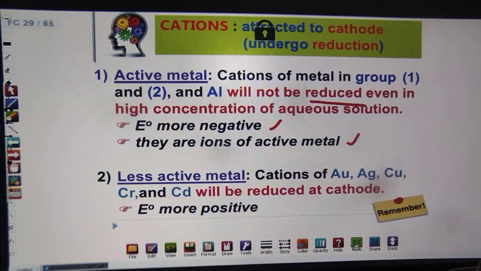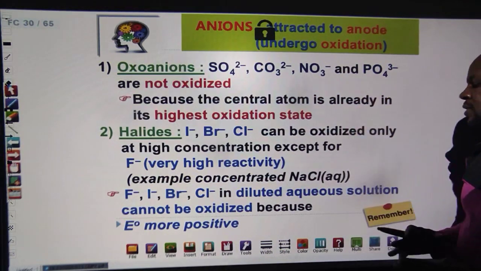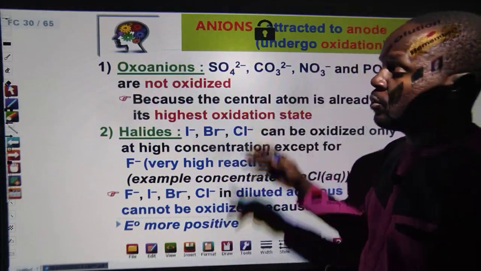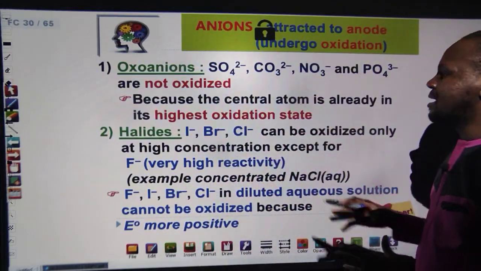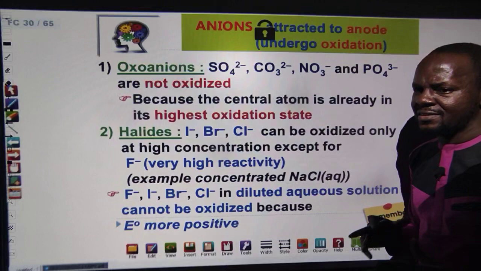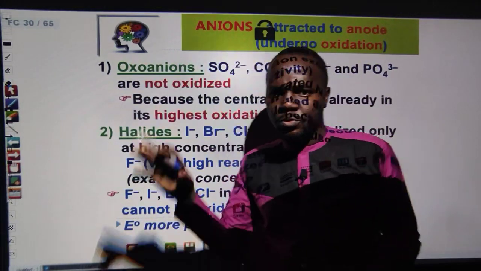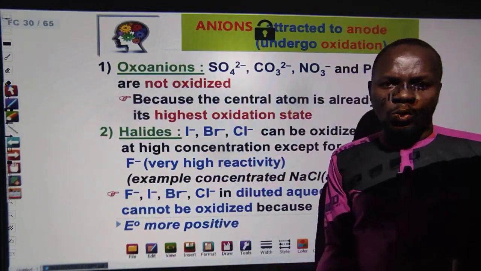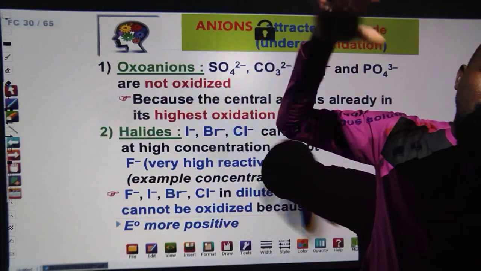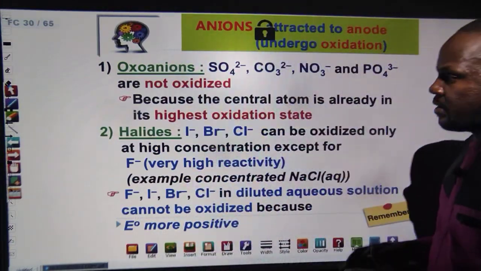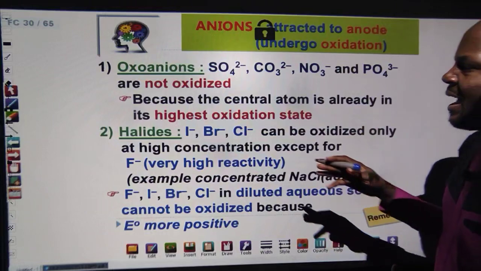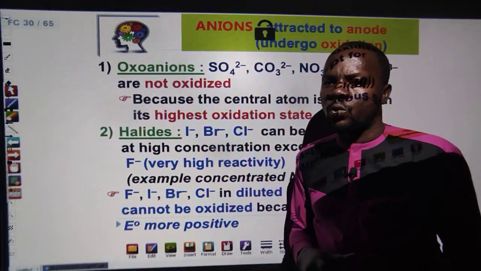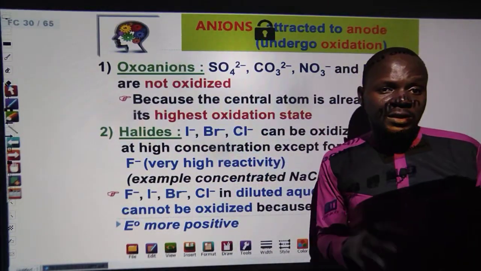Next, please, I will soon finish. Now, another important note you need to keep in mind is that when we have oxo anions that contain oxygens, SO4, CO3, you know what I'm talking about here. If you have learned the position of ions in the electrochemical series, you may not need to master this. The element below will be discharged in preference to the one above it. But if you want to memorize this, it's also good. Oxo anions are not going to be oxidized because the central atom is already in its highest oxidation state.